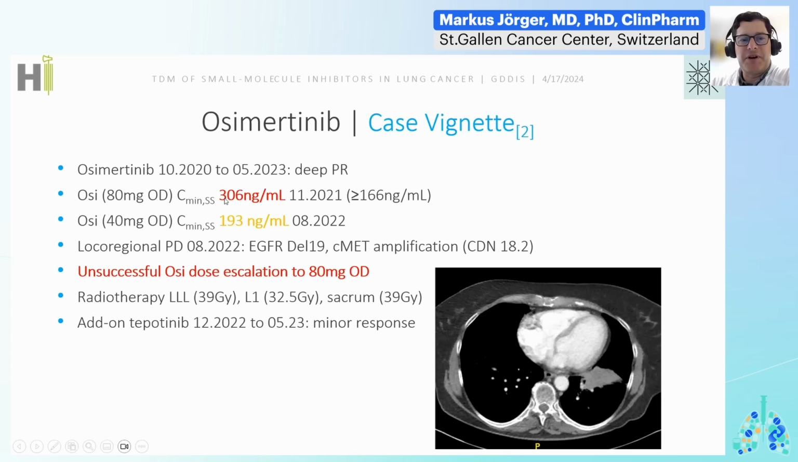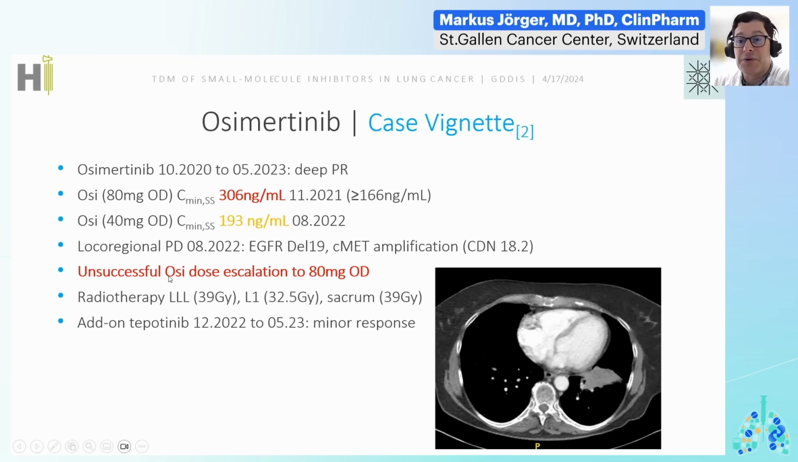We did TDM. We found a trough level that was pretty comfortably above the target range. We reduced to 40. The patient was still moderately above the target range. Then she developed a PD after an average okay time for osimertinib. We first took a rebiopsy as we usually would. We detected the c-MET amplification.